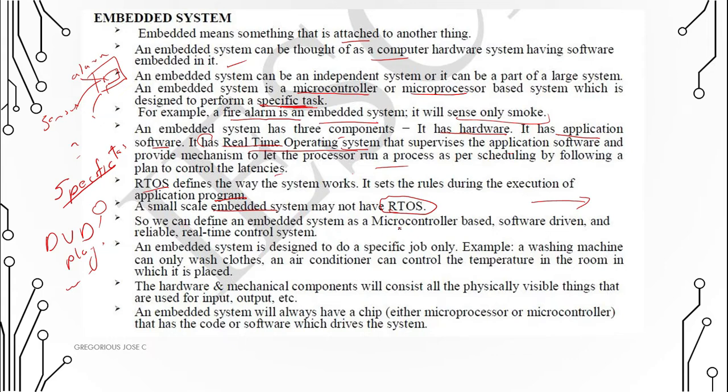So we can define an embedded system as a microcontroller based system which is software driven and is a real-time control system. So an embedded system is designed to perform a specific job. An example I already mentioned is the washing machine. It can only wash clothes. Air conditioner is another example. It can only control the temperature in the room in which it is placed. Okay, so these are a few examples of types of devices in our day-to-day life.